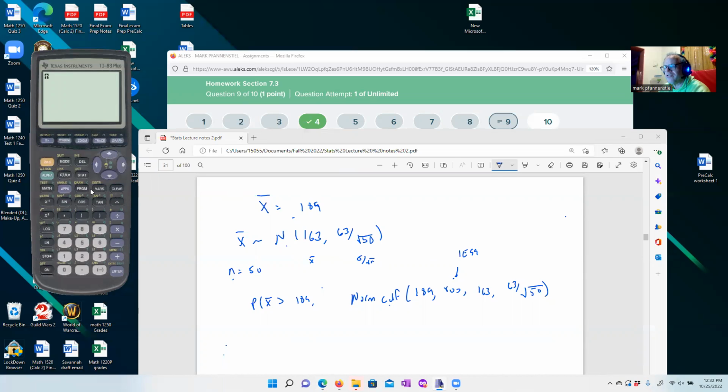Okay, so we go to distribution, normal CDF. And remember, the average weight of a person getting on this elevator is 189. That's going to be how we make sure it's overloaded.